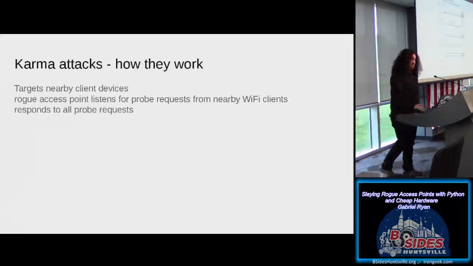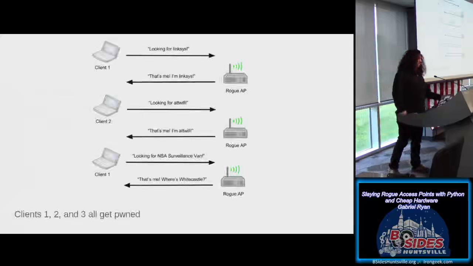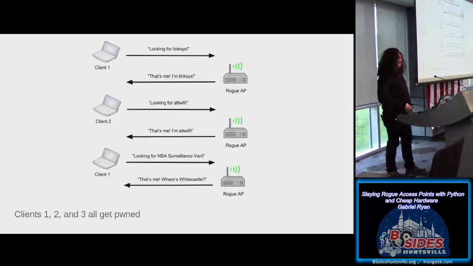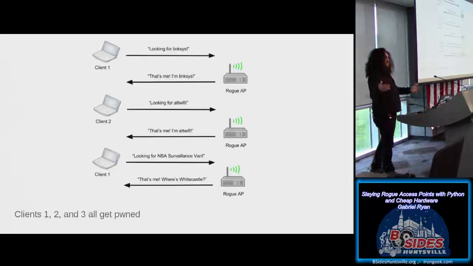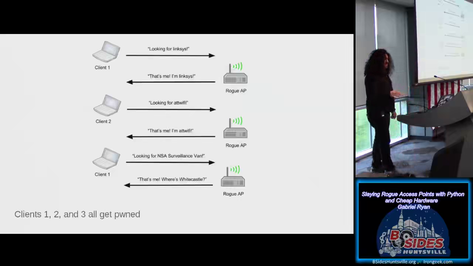So if we look at this example here, we have client 1. The client at the very bottom should say client 3. I don't know why it says client 1. Just pretend it says client 3. But we have client 1 at the top, and it says, hey, I'm looking for Linksys. It sends out a probe request for Linksys. The rogue AP responds, yeah, that's me. I'm Linksys. Connect to me, bro. And client 1 does.